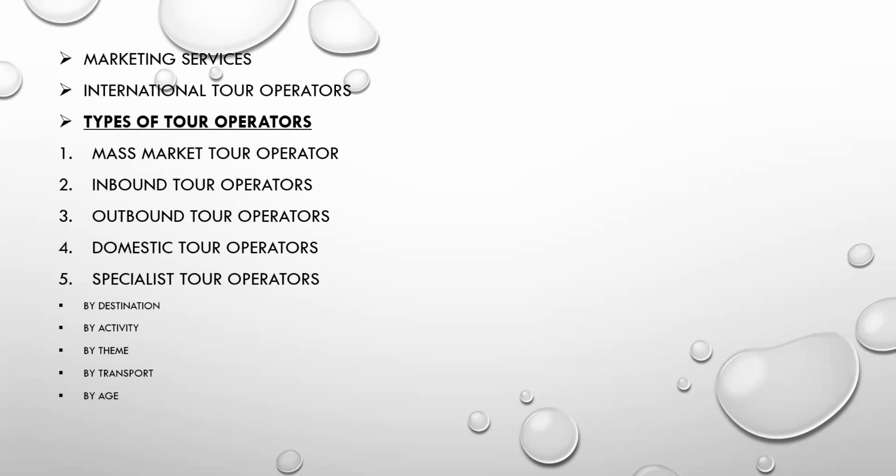Number five, specialist tour operators. Specialist tour operators are specialized by either destination, activity, theme, transport, or age group. Destination: they might specialize in a certain destination, like Australia Travel, holidays to Australia. Activity, like skiing. For example, Ski Solutions specializes in skiing holidays.